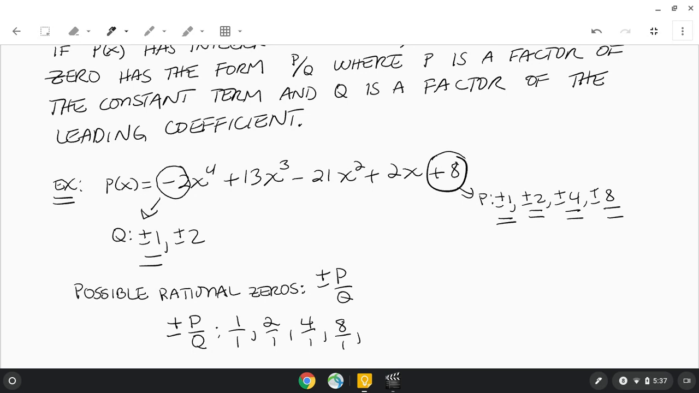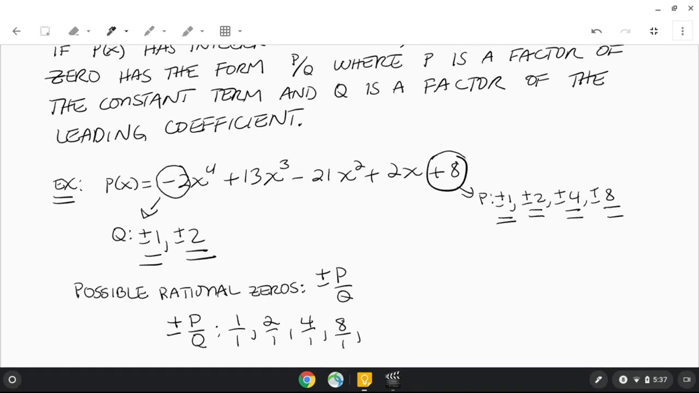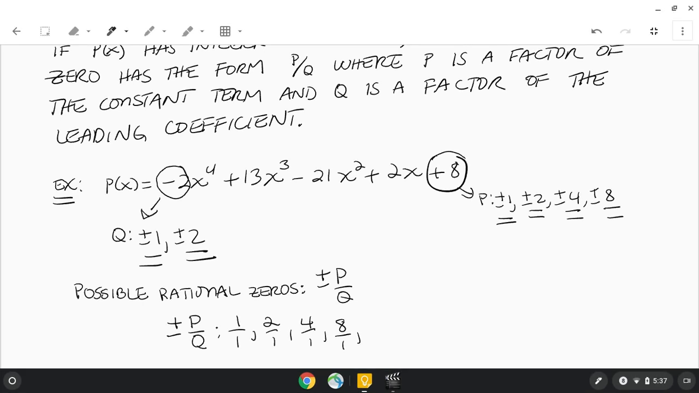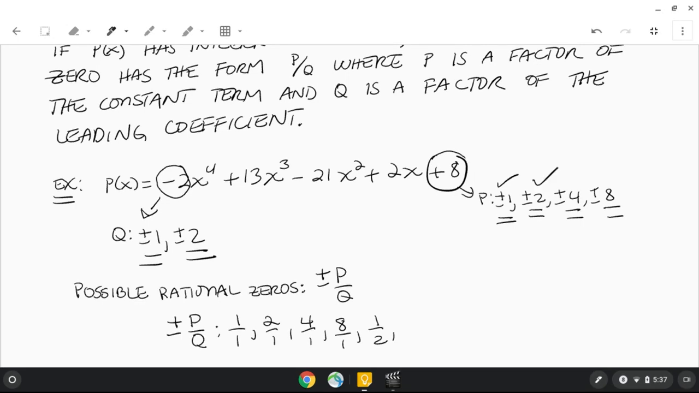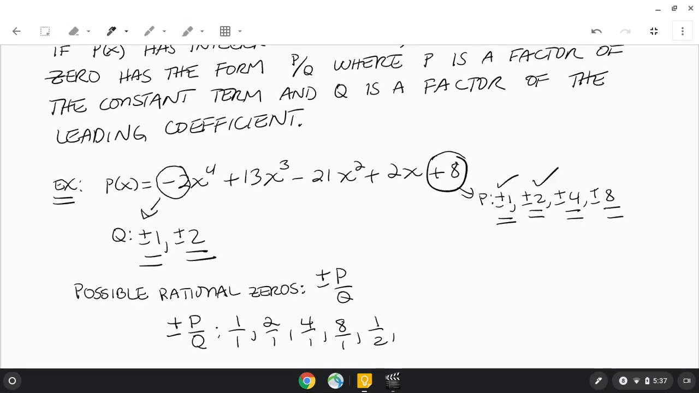Okay. And now I'm going to use the 2 over here where the Q is. I'm going to use 2 for the denominator. So I'm going to do 1 over 2. And I'm going to do this one next, 2 over 2. But you know what? 2 over 2 is the same as 1 over 1. So I'm not going to use that. We already have it here.